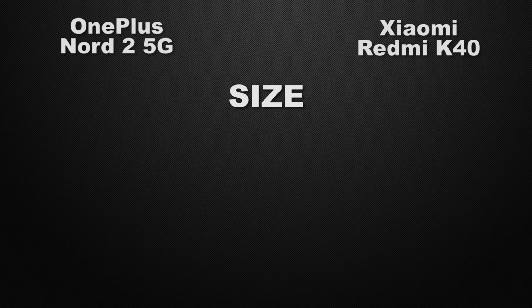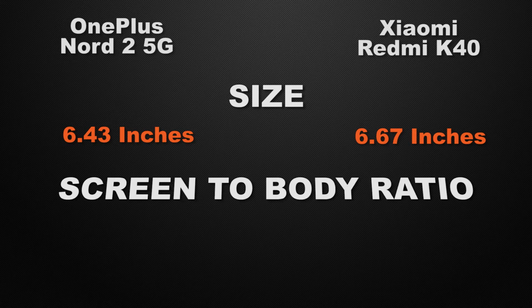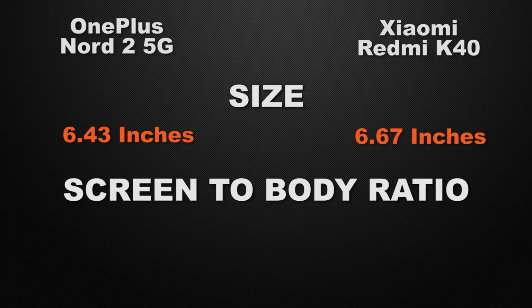Moving to the display features of the devices, let's start with the display size of the devices. Nord 2 has a 6.43 inch display. On the other side, K40 has a 6.67 inch display. So the winner here is K40 because it has a bigger screen size. And about the screen to body ratio of the devices, Nord 2 has approximately 85.8%, whereas K40 has 85.9%. So it's a tie because both of the devices have approximately the same ratio.